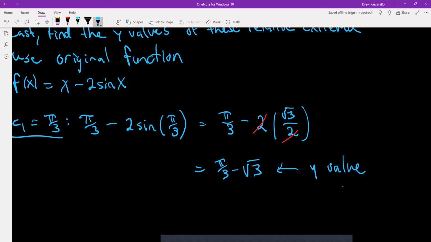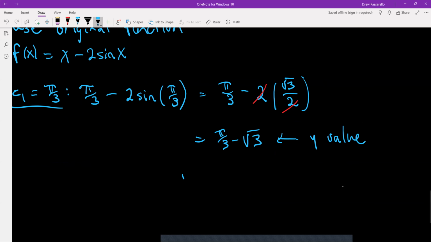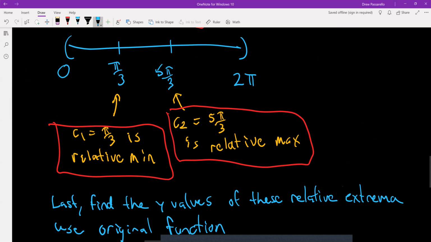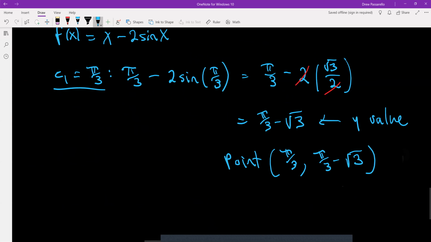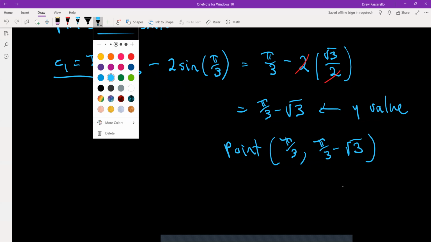And so the point, our input was pi over 3. Our output is pi over 3 minus square root of 3. And we said that was a relative min.